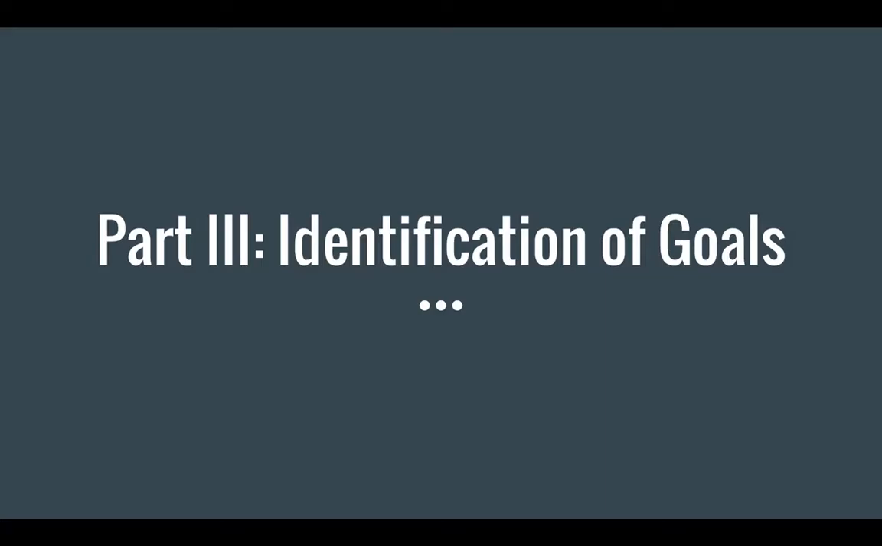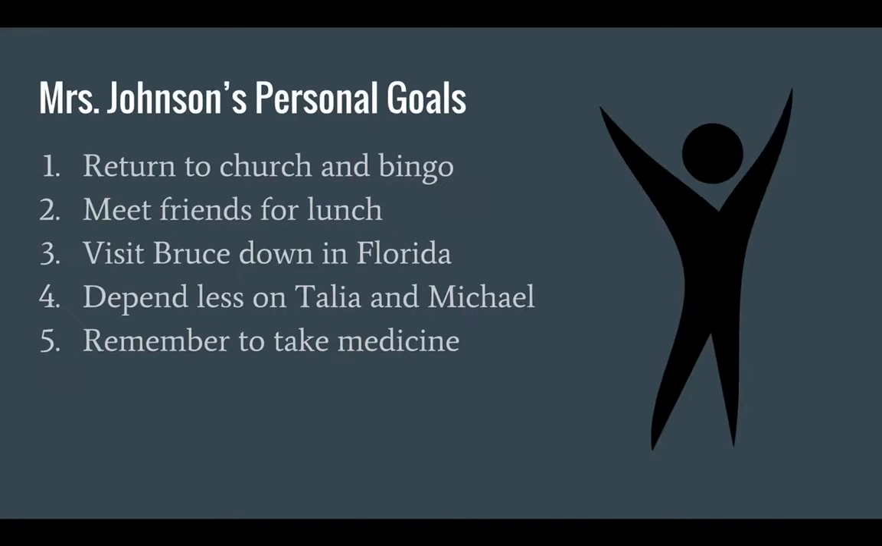So part 3, identification of goals. As we've said many times, Mrs. Johnson is the star of our presentation. And we wanted to hone in on her personal goals and see what she really wants to work on. So first, she wanted to return to church and bingo. She wanted to meet her friends for lunch again. She wanted to visit her son Bruce down in Florida. She wants to depend less on Talia and Michael, and she wants to independently remember to take her medicines.